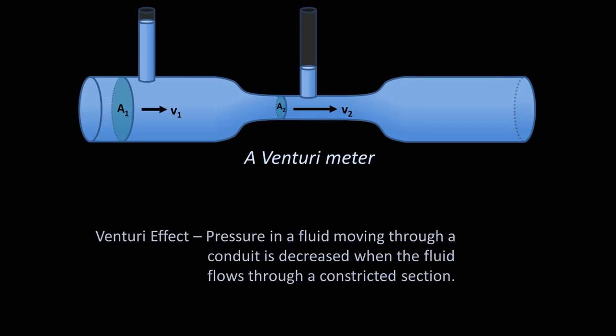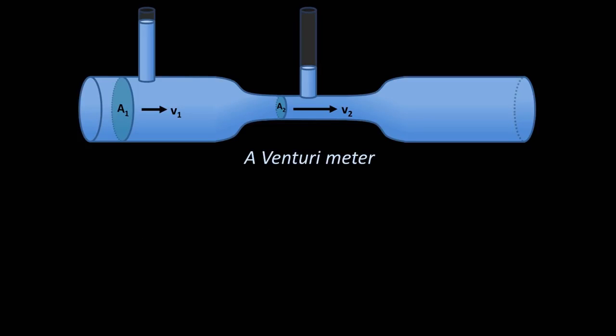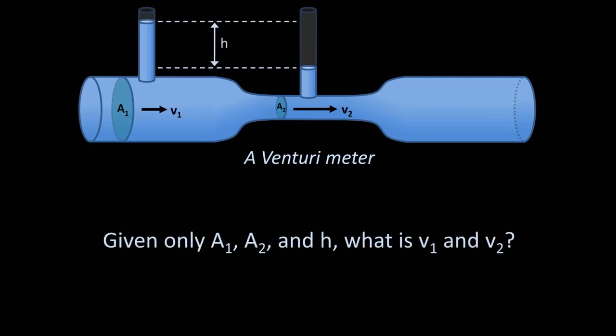How could we analyze this situation quantitatively? Suppose we can measure the height difference between the two columns, which we will call h. Given only A1, A2, and h, what is v1 and v2? I can imagine this seeming like a profoundly difficult problem, but I guarantee you that we have already covered all of the tools necessary to solve it within this video series.